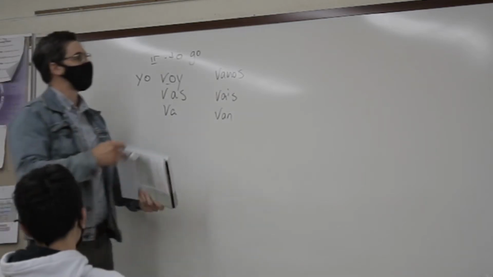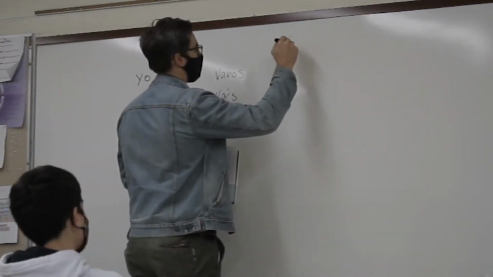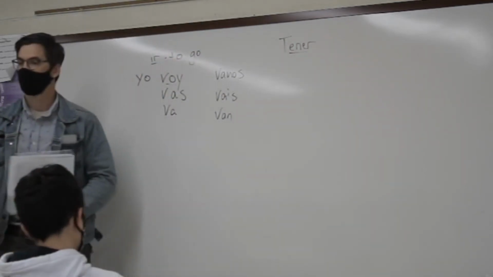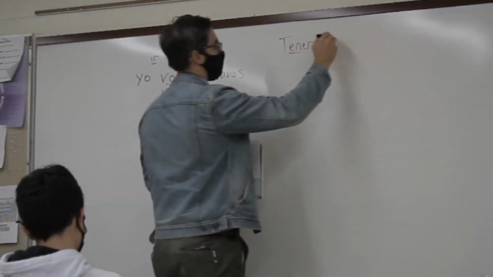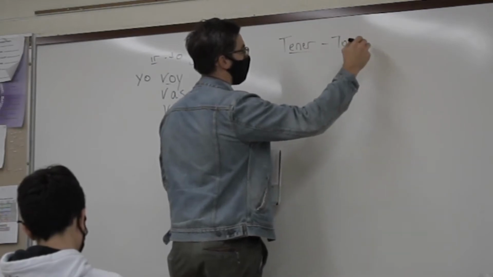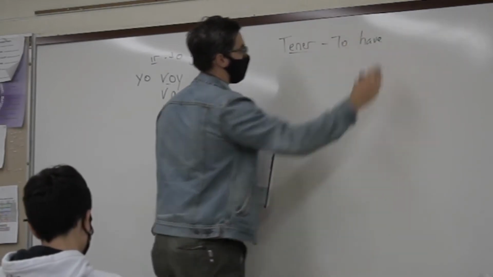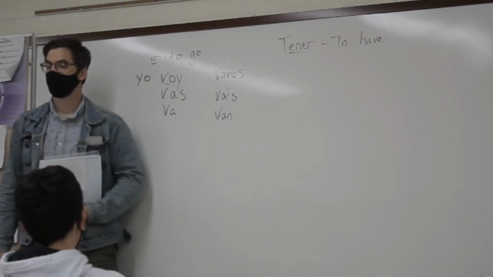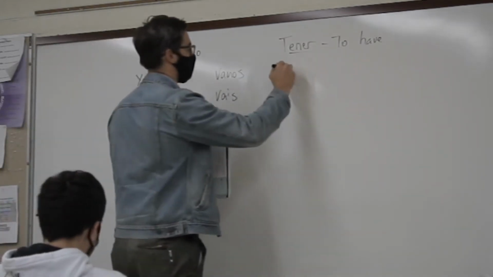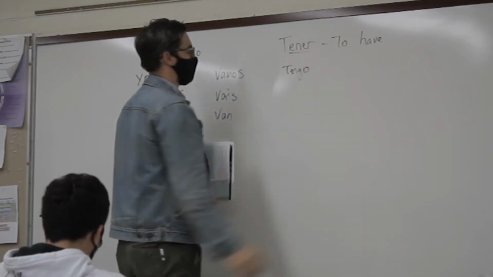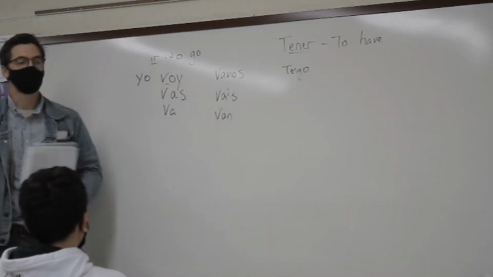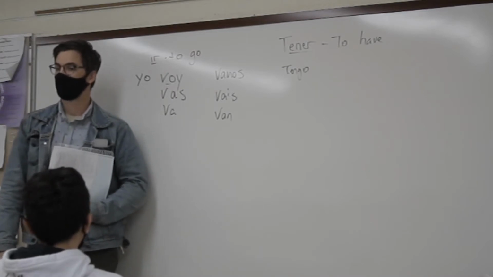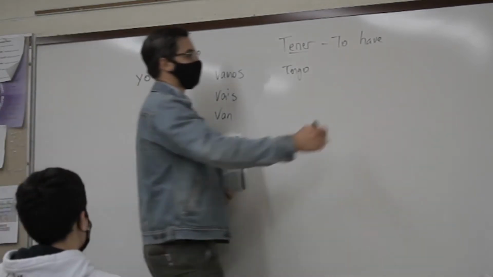¿Qué significa el verbo tener? ¿Qué significa tener? To have. Bueno. ¿Y cómo se dice I have? Tengo. Bueno. Tengo. Okay. ¿Cómo se dice book en español? Libro. Bueno, tengo.